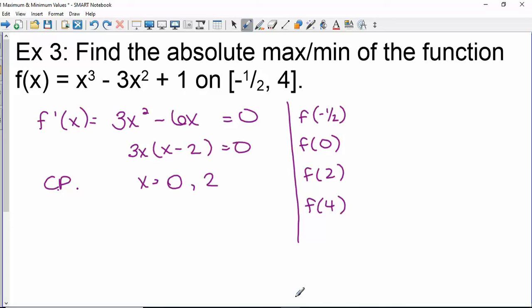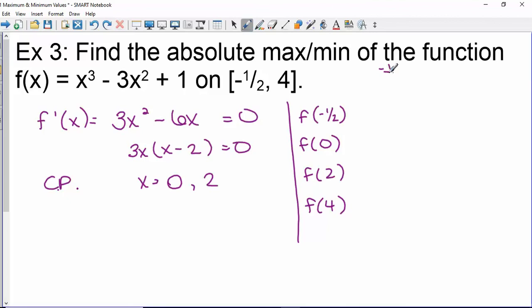One thing, if I had gotten a critical point of like 6, would I use that here? Why? Because I'm only looking between -1/2 and 4. So if you get a critical point that isn't in the window, you just throw it out automatically, because we're only looking for the ones between those numbers. So we're plugging these into the original function.